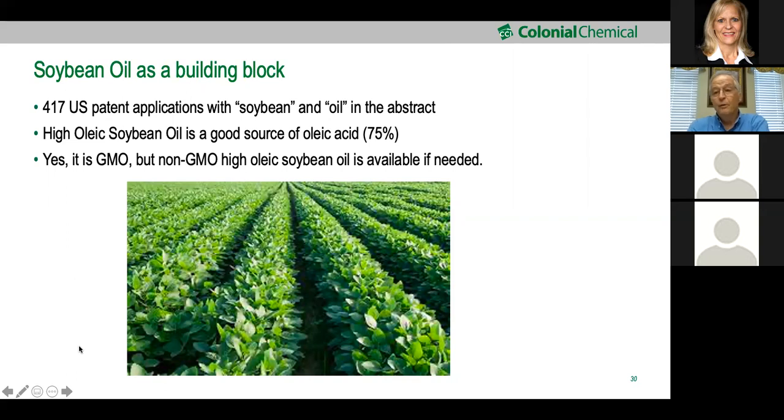It's a good source of oleic acid, and that is one of the things that I'll mention during the talk. It's critical for its performance. And yes, as was mentioned by Chris in the beginning, it is GMO, but if non-GMO is important for you or your team, there certainly are sources available.